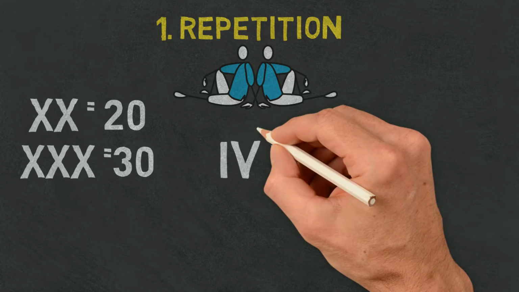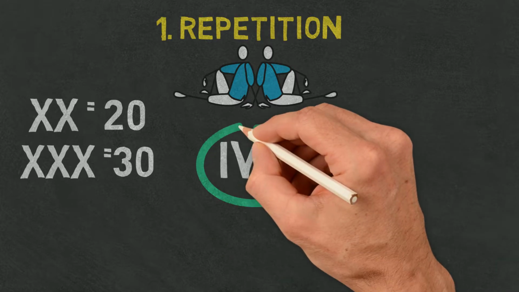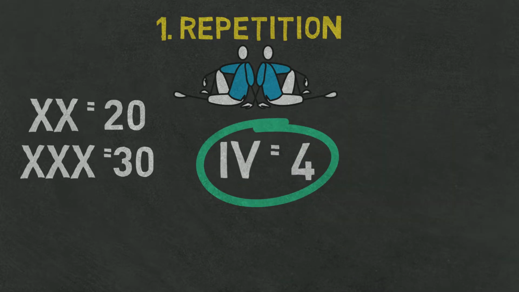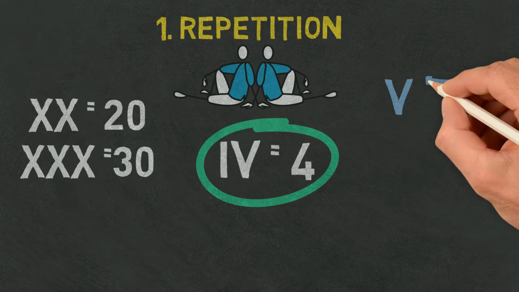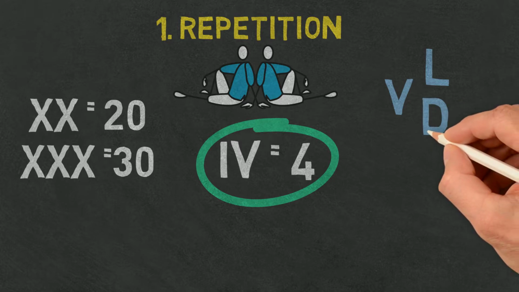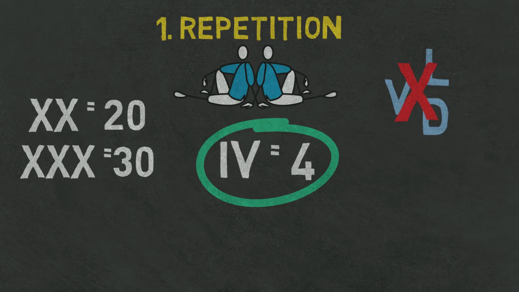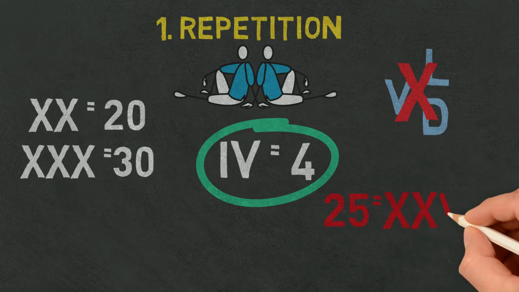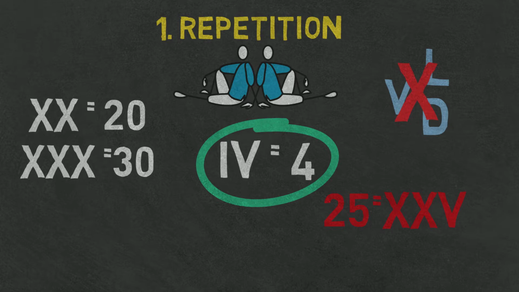We write it as IV, in other words, 1 before 5, but that's going to be covered in the third rule. And last but not least for the rule of repetition, the symbols V, L, and D can never be repeated, i.e. the symbols for 5, 50, and 500 can't be repeated at all. Which means we can't write the number 25 by repeating the letter V as VV, instead we need to write it as XXV, 2 10s and then a 5.